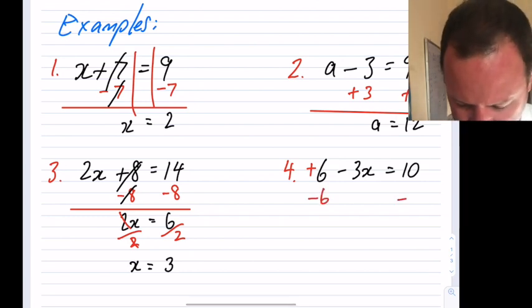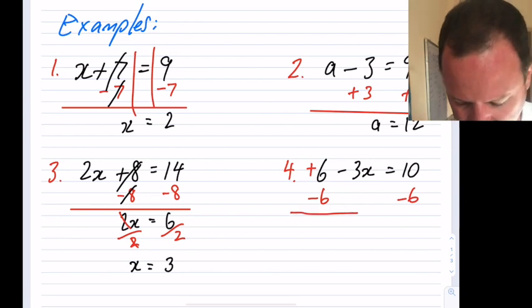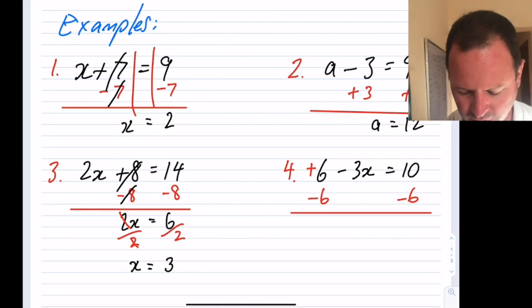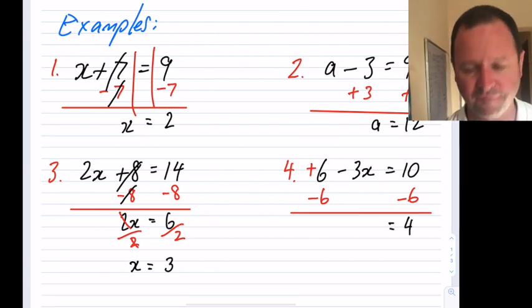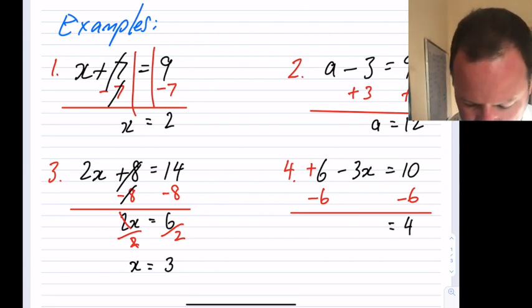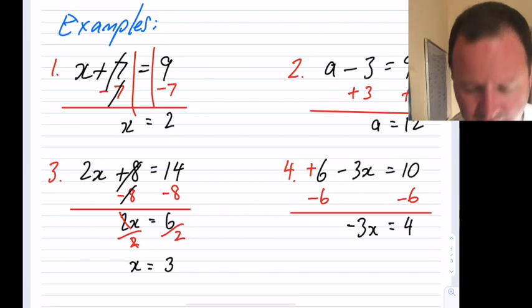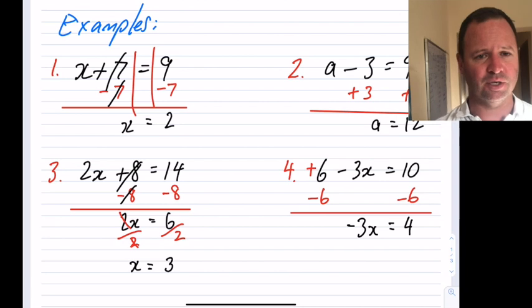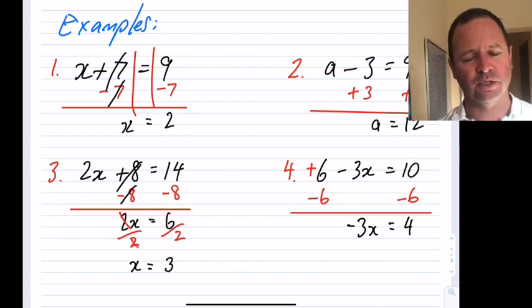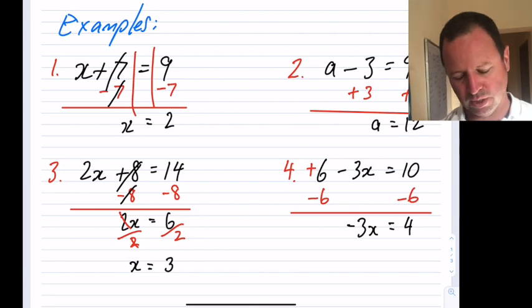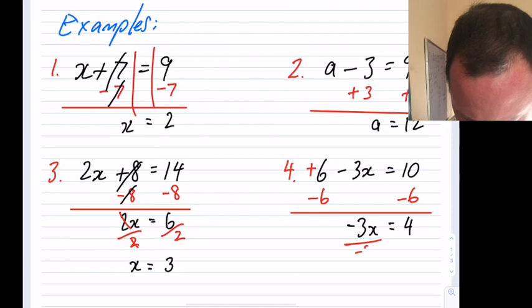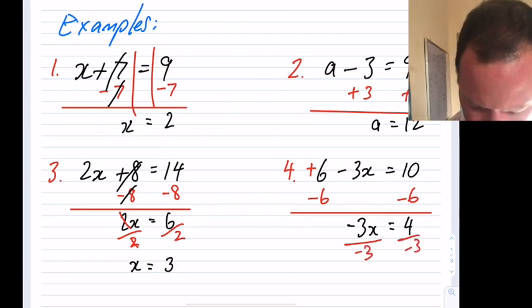It's negative 6. If I do it to one side, I have to do it to both sides. Okay? So what have I got left on the right-hand side? I've got 4 there. What's left on my left-hand side? I've got negative 3x. Now I say, what's furthest away from that x on the same side as the x? The negative 3. What's it doing? It's multiplying. So I've got to do the opposite of multiply by negative 3, which is divide by negative 3. So I'm going to divide by negative 3, divide by negative 3.